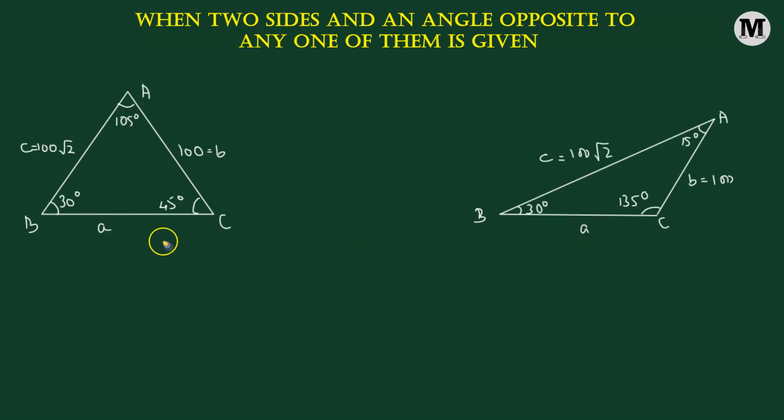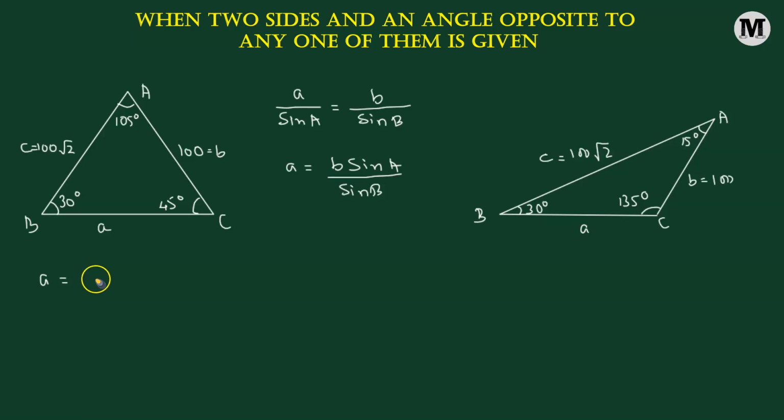So in each of the two cases, we can take help of the law of sines. Here we're going to make use of the fact that a over sine of angle A is equal to, taking any one of the ratios, b over sine of angle B, which means that a is going to be equal to b times sine of angle A divided by sine of angle B. So for the first triangle, a is going to be equal to 100 multiplied by sine of angle A, that's 105 degrees, divided by sine of angle B, so B is 30 degrees.